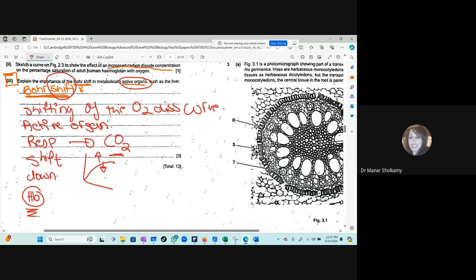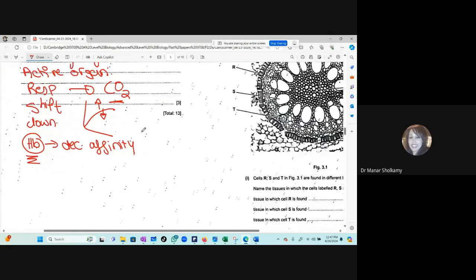If the curve looks like this, it will move up or it will move down. When I have more CO2, it will move down. Now, what does this mean, and why is this important? How will this affect the affinity of hemoglobin to oxygen? The affinity of hemoglobin to oxygen decreased, and the percentage of oxygen bonded to hemoglobin is also decreased. Correct. Perfect. So the hemoglobin affinity to oxygen will decrease.